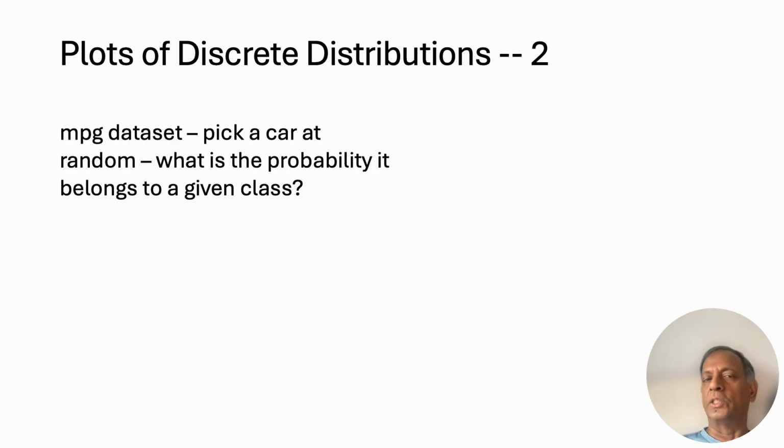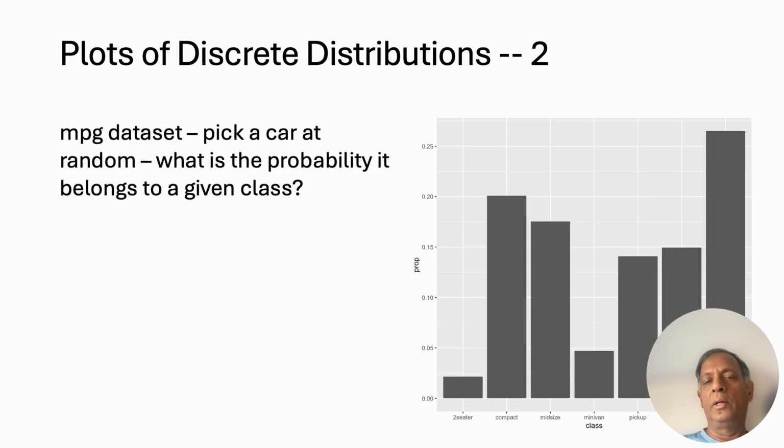Now let's consider another discrete distribution that we have been dealing with quite a bit in this course. Actually, we have our good old MPG data set. Now I can ask a question. Suppose I pick a car from this MPG data set at random. What is the probability that it belongs to a given class of vehicle? So now we can look at the distribution of the cars of different classes. For example, you see here, these are two-seater cars, and on the y-axis, instead of putting the actual numbers for each of the classes, I have put down the proportion of the total that every class makes up.